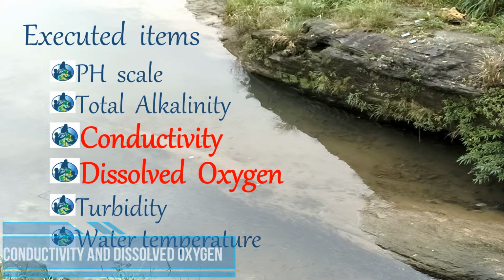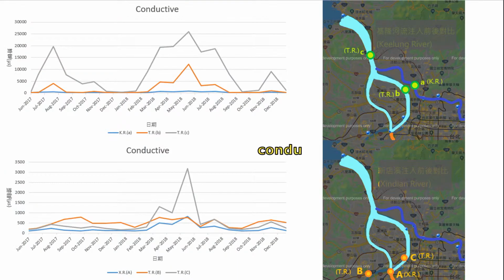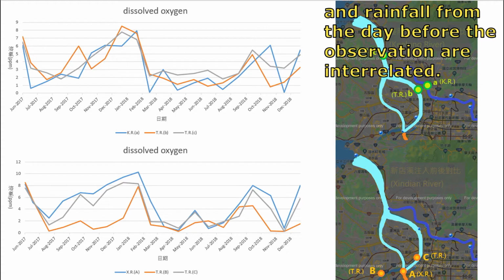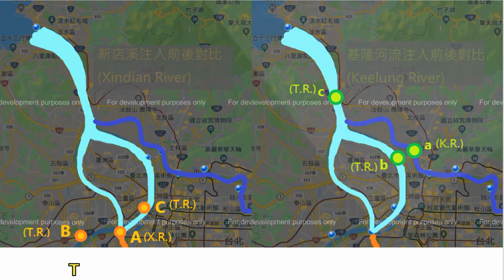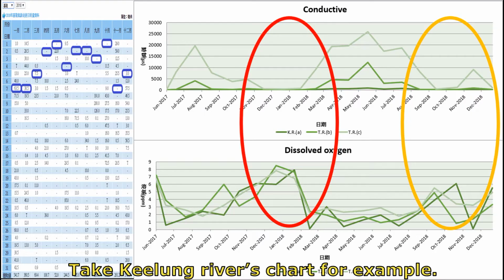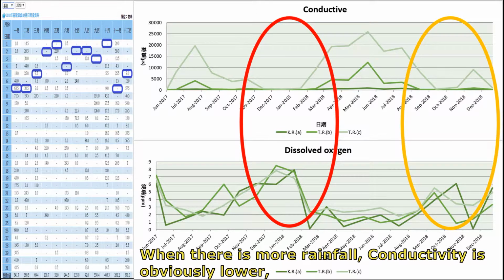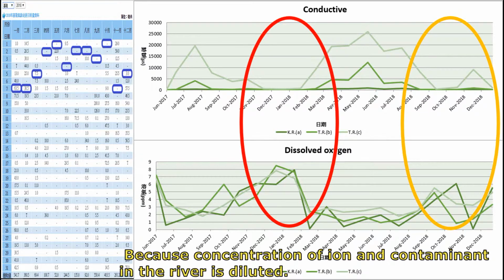Conductivity and dissolved oxygen. By analyzing Keelung River and Xinjiang River, we discover conductivity, dissolved oxygen, and rainfall from the day before the observation are interrelated. Take Keelung River's chart for example. When there is more rainfall, conductivity is obviously lower, and dissolved oxygen is higher. Thus, the concentration of ions and contaminants in the river is diluted.